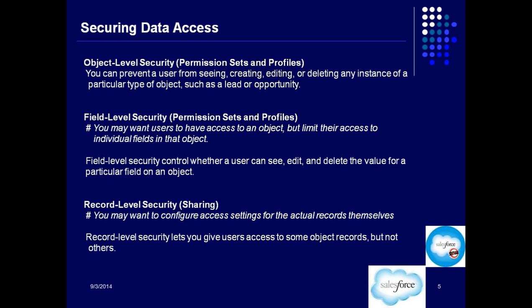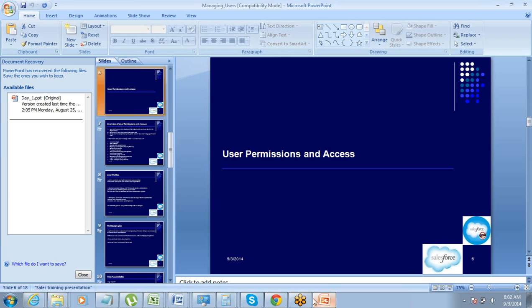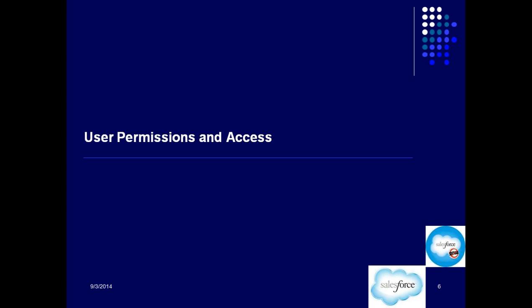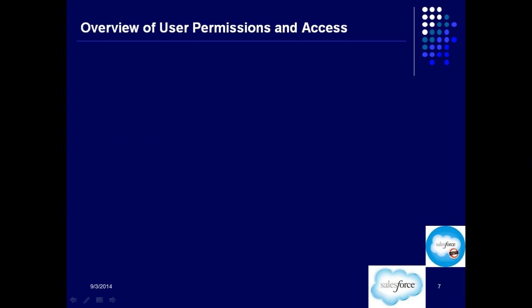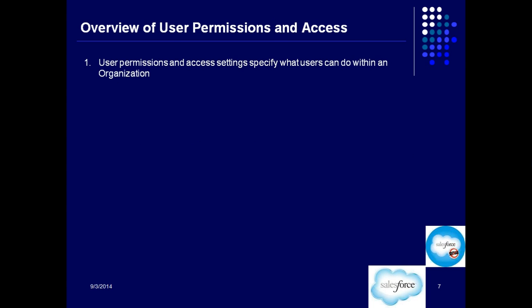So let's go and understand. Before I move into the next slide, please let me know if anyone has any question here. So far we are clear: object level, field level, and record level. So now let's go and understand what is the mechanism to control all these levels of security access. So first of all, we will talk about user permissions and access.